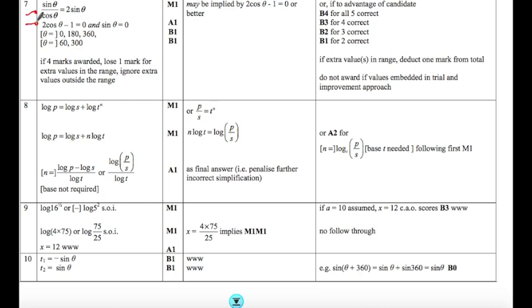1 mark for getting to 2 cos theta minus 1 equals 0 and sin theta equals a half. 1 mark for 0, 180 and 360. And another final mark for 60 and 300.